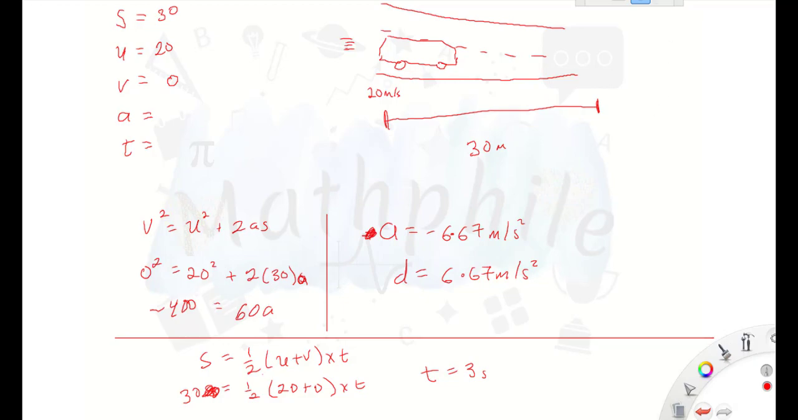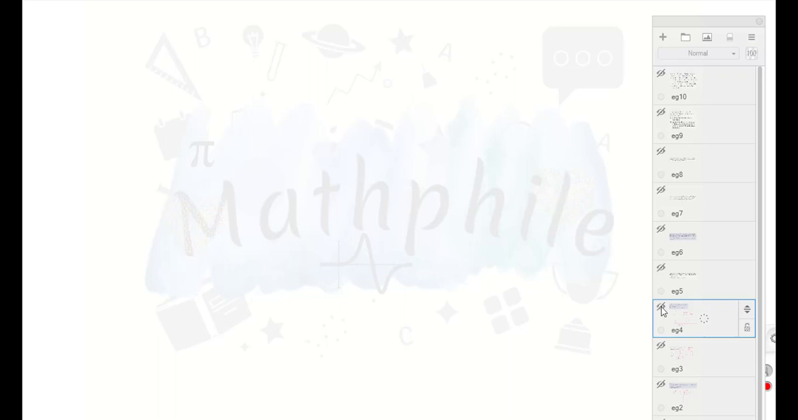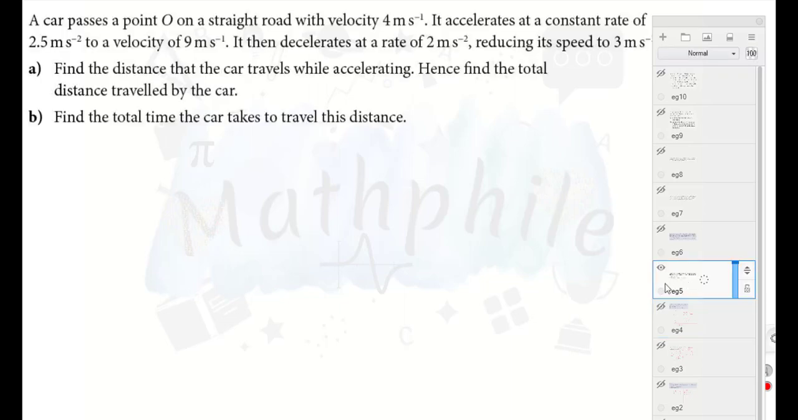That is very good. So I think we are getting what we're doing. The difficulty level will be increasing actually. So let's move on to our fifth question.